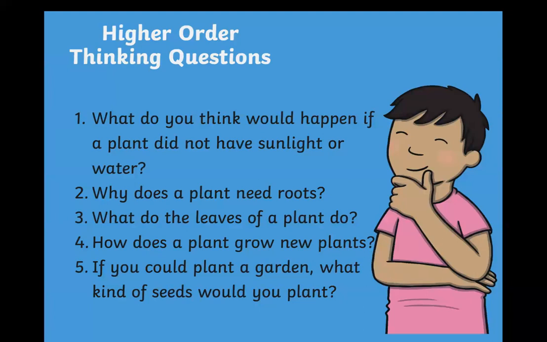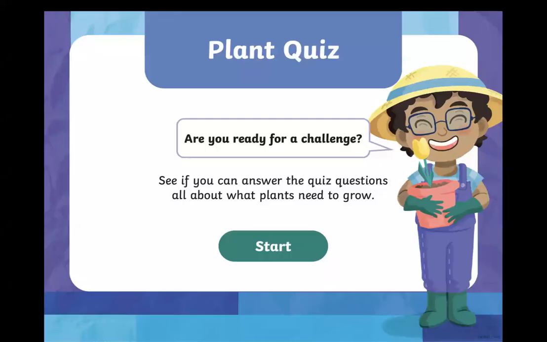All right, here are some of the questions that I would want you to ponder and think about. What do you think would happen if a plant did not have sunlight or water? Why does a plant need roots? What do the leaves of a plant do? How does a plant grow new plants? And if you could plant a garden, what kind of seeds would you plant? There are lots of seeds in the stores.